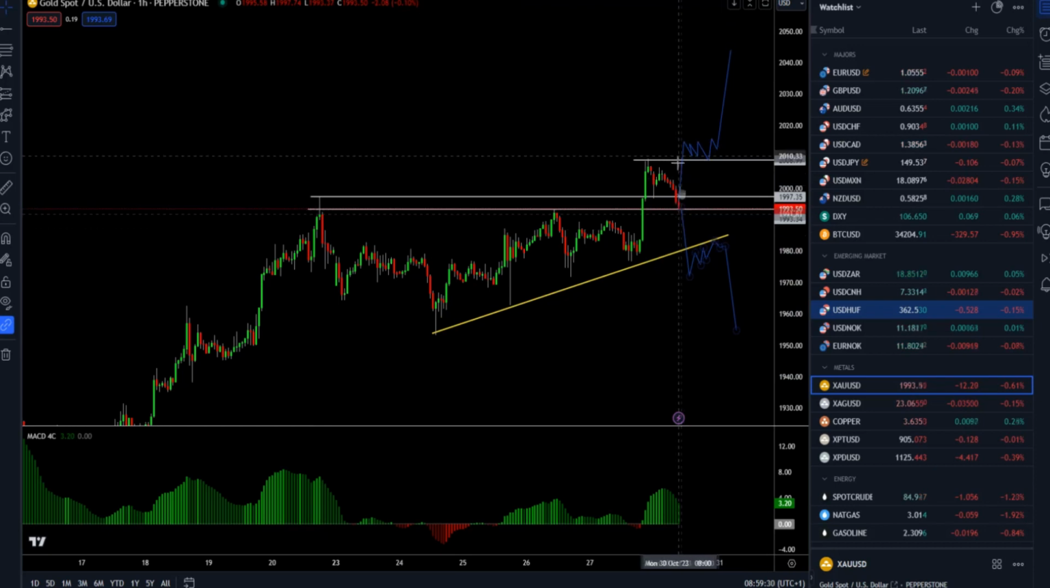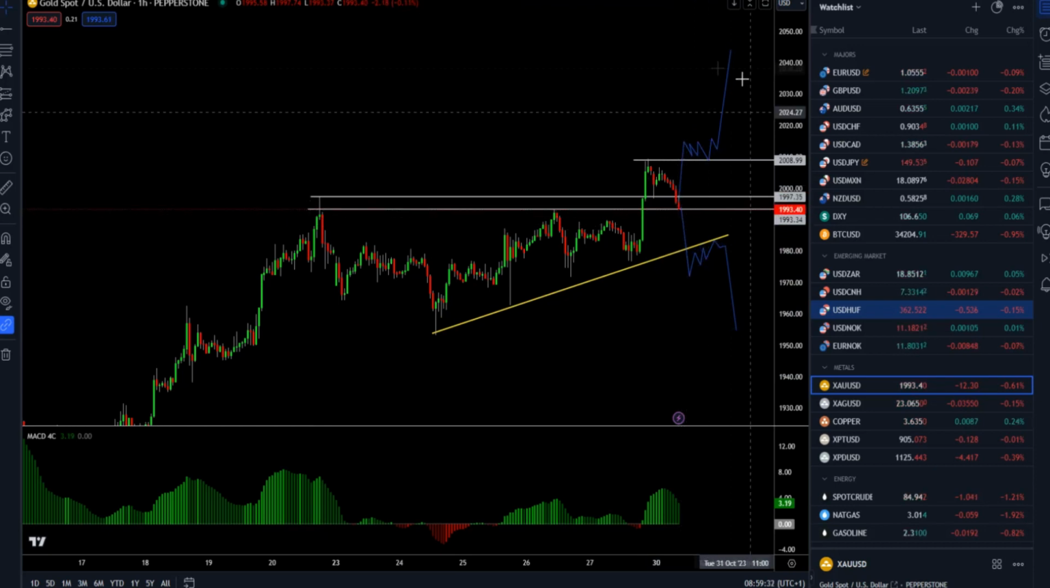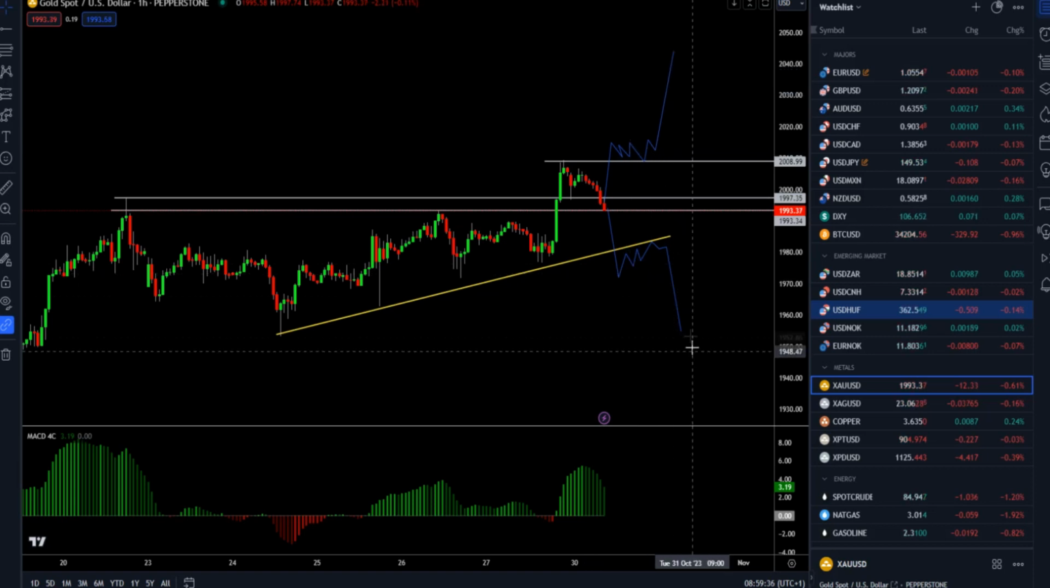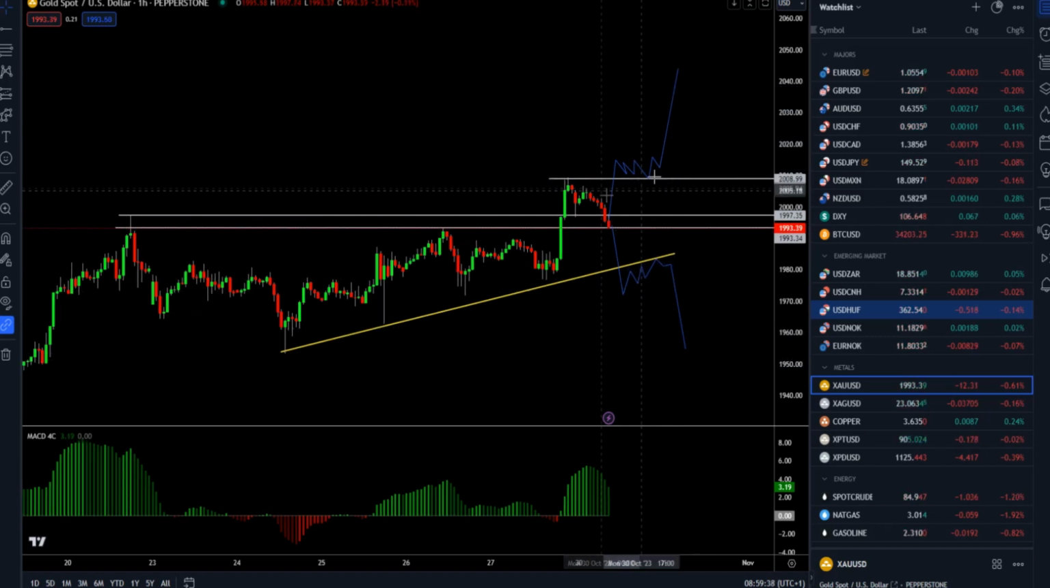So now it's basically in between in terms of distance. So I would like to see what kind of scenario we will have from here. This is the downside scenario, and this is what I would like to see for the upside scenario.